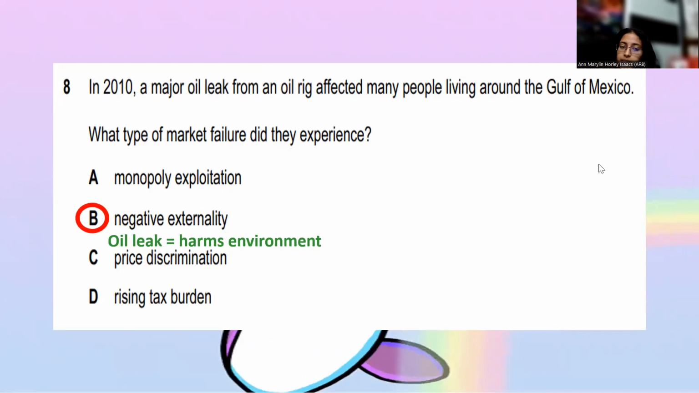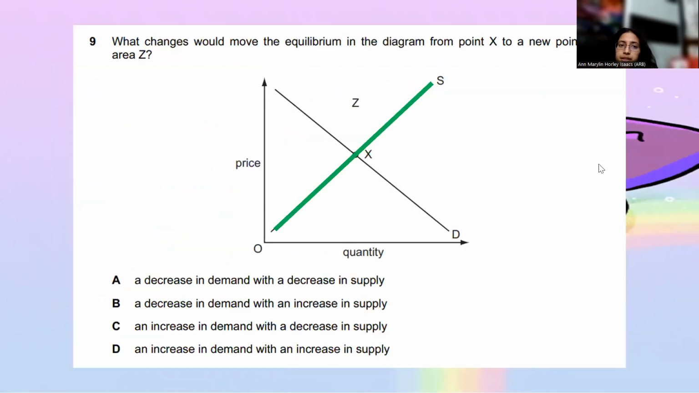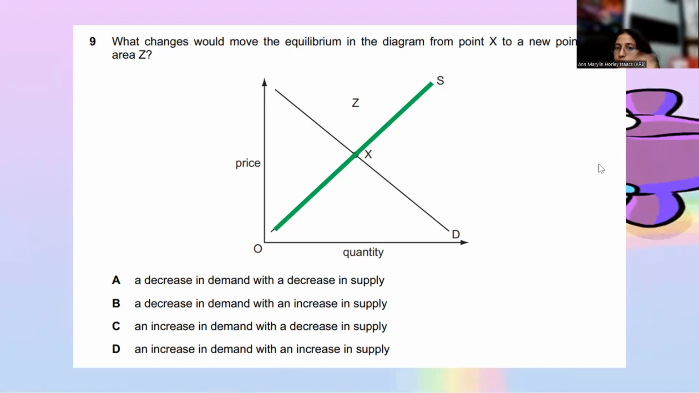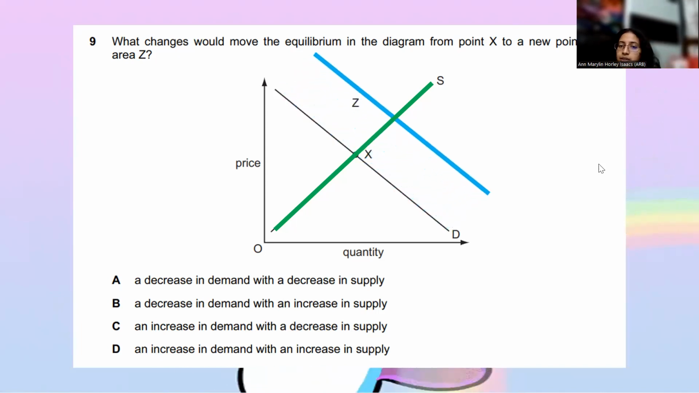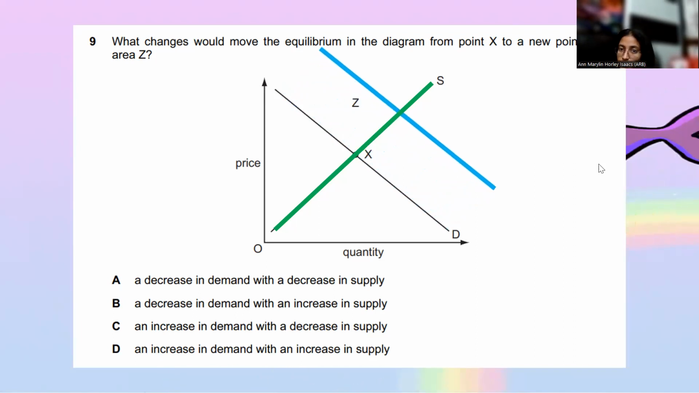Okay. B, beta. Right. What changes would move the equilibrium in the diagram from point X, you are currently at point X, to a new point within area Z? Okay. So this is just a question of how do you shift your demand and supply curves to accommodate area Z. So if you have the demand curve now, the one in blue, shifting to the right, that would refer to an increase in demand. If there's a decrease in demand, you would be shifting towards the left. That doesn't help us at all. Yeah, because if it's shifting to the left, we are even further away from area Z. So it has to be either C or D, increasing in demand.